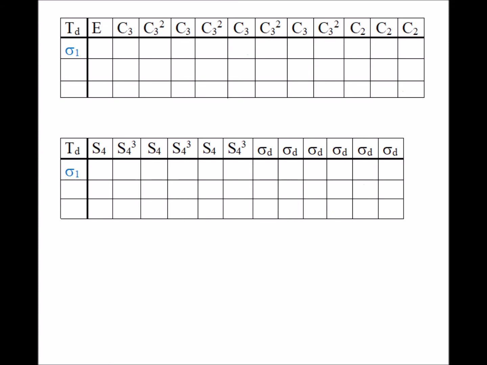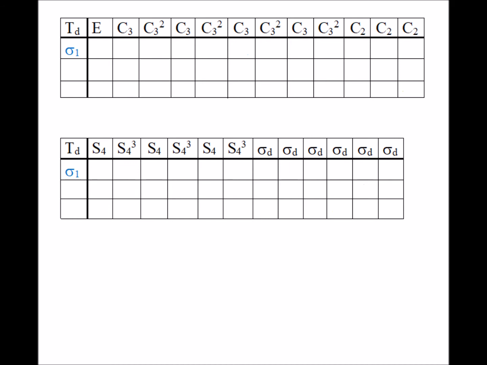We need to make another table, but this table is a little different in that we need one column for each symmetry operation, not just one column for every class. So we're going to need a table that has 24 columns, since there are 24 symmetry operations in the point group Td. And here is where the fact that we have both C3 and C3 squared becomes important, as well as the fact that we have S4s and the S4 cubed, which is equivalent to the S4 minus 1. We need to include each of those in the table.